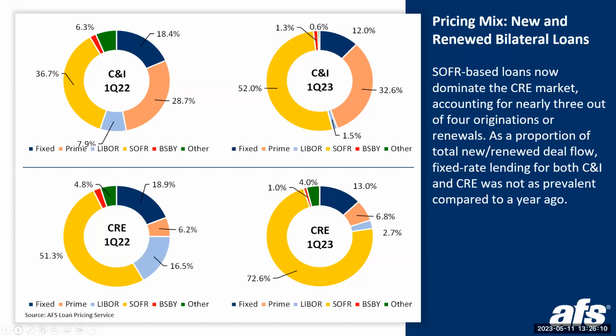Note that BSBY has an advantage over SOFR in that it's inherently credit sensitive and doesn't require a credit adjustment spread, which we've heard anecdotally can be an area of contention or at least confusion in pricing negotiations with borrowers.